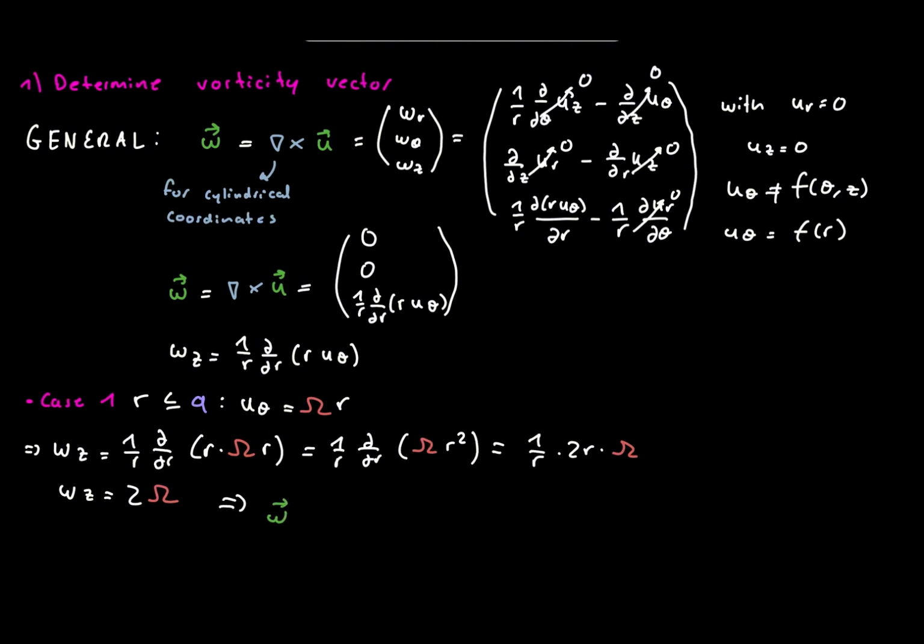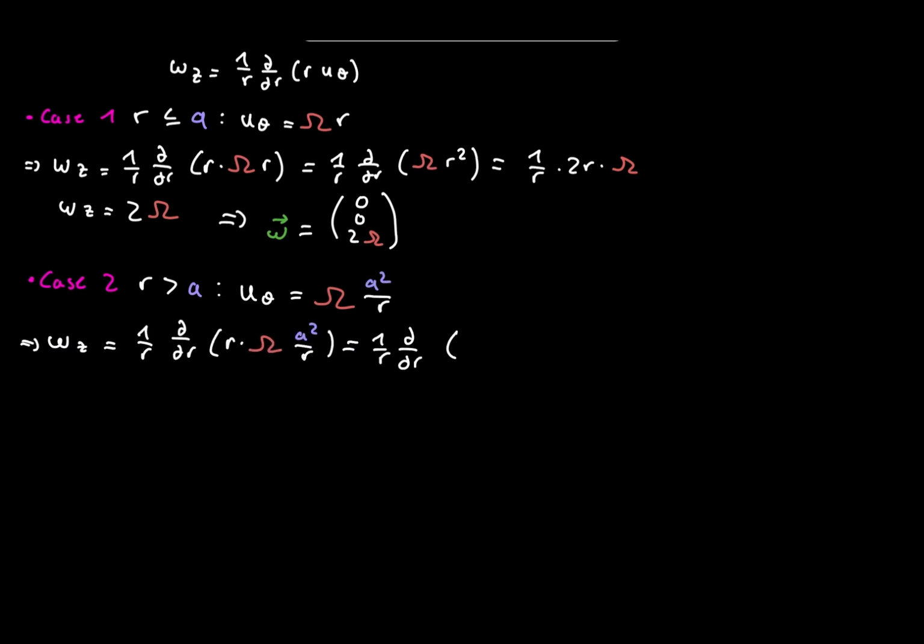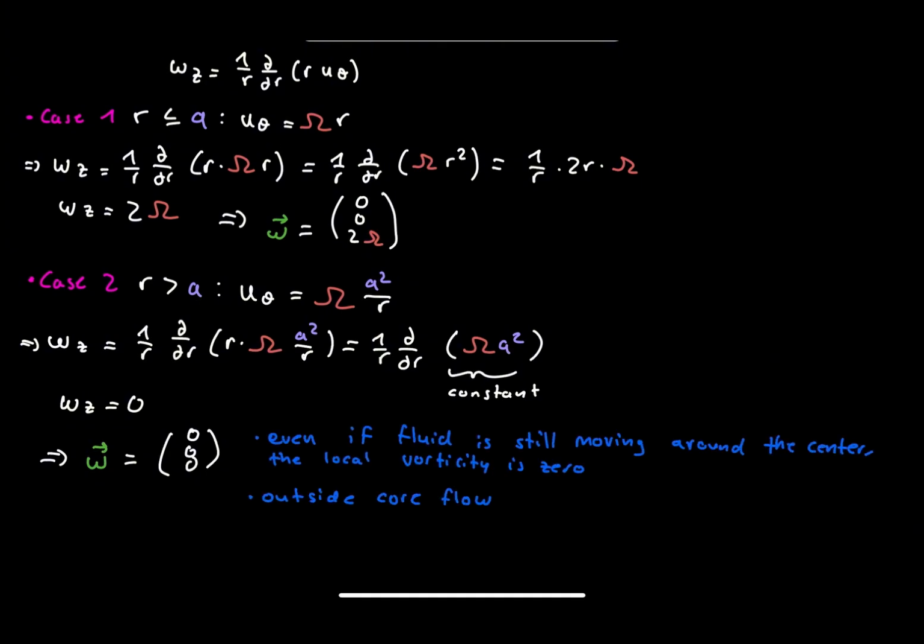Therefore, the vorticity vector inside the core is 0, 0, 2 omega. Next, we compute the vorticity outside the core. Outside the core, the tangential velocity is omega times a squared divided by r. Multiplying by r gives omega a squared. This is constant. The derivative with respect to r is therefore 0. This means the vorticity outside the core is 0. So the outer region is an irrotational flow.